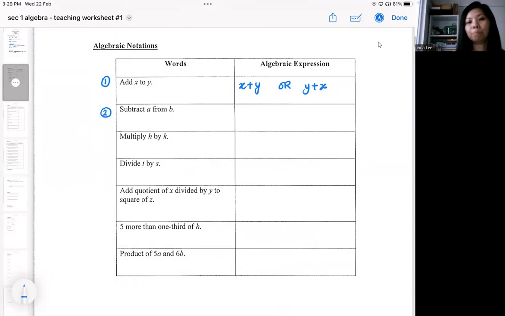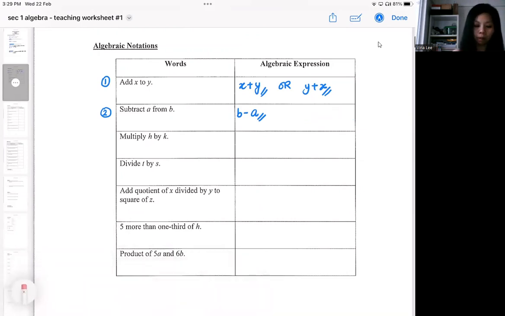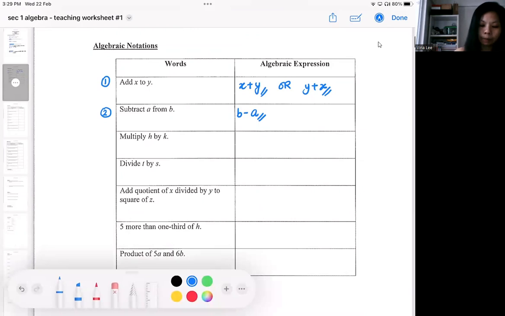But when it comes to subtraction, it's not the same. Subtract A from B. That means B will be the main thing that you're going to subtract A away from. So it can only be B minus A. It cannot be A minus B. Then it will be wrong. Okay, so take note.